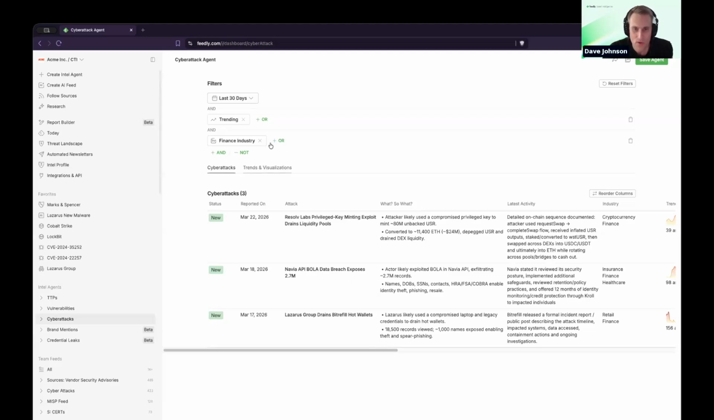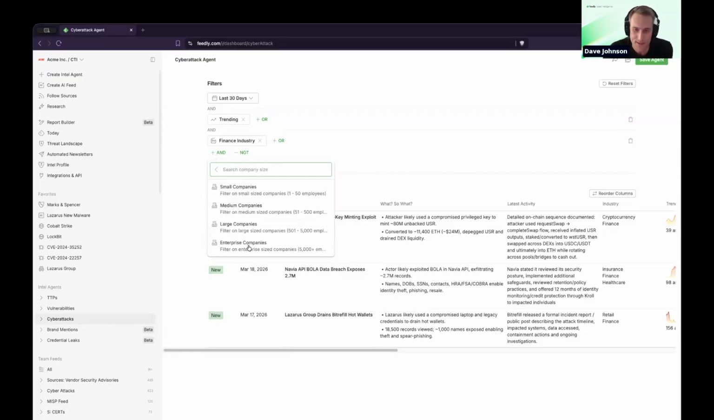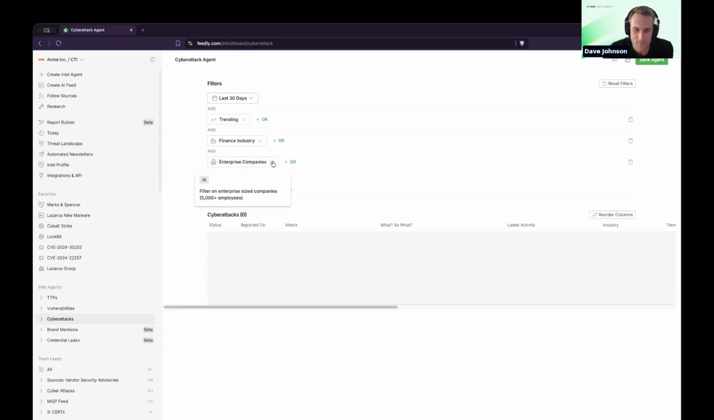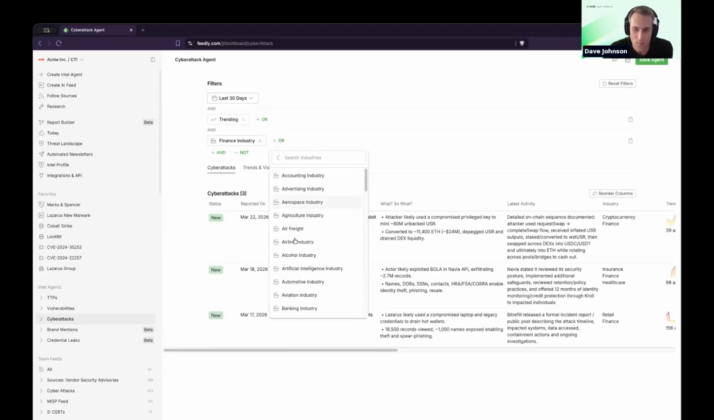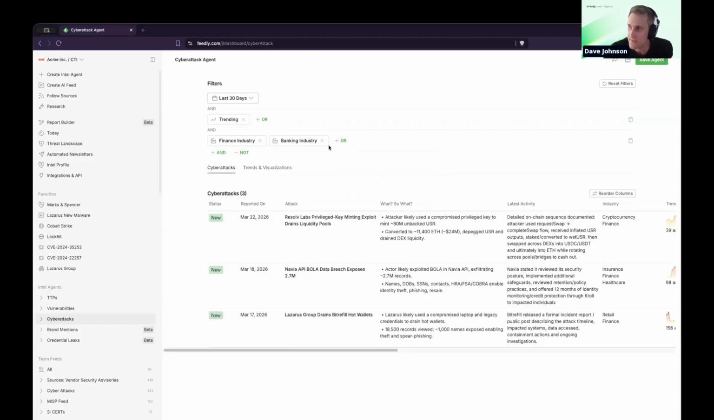So this is a cool capability here. With our Intel agents, you can come up with some pretty elaborate filters. You can do it by company size. You can focus on enterprise companies, the finance industry, or banking. We have pretty straightforward Boolean logic when it comes to creating our filters. But this is a really rich source of data for tabletop exercises, I would think.